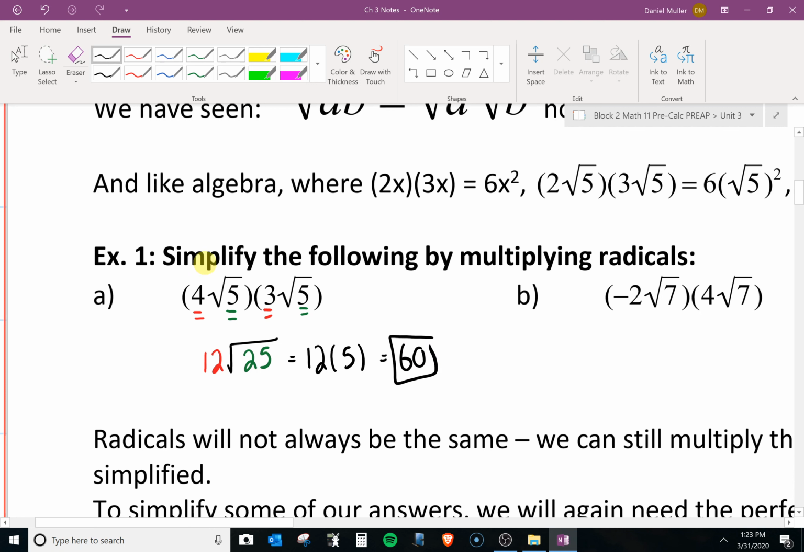So this question says simplify the following by multiplying. So we've taken two radicals, multiplied them together to get a single radical, but that radical actually could be reduced.